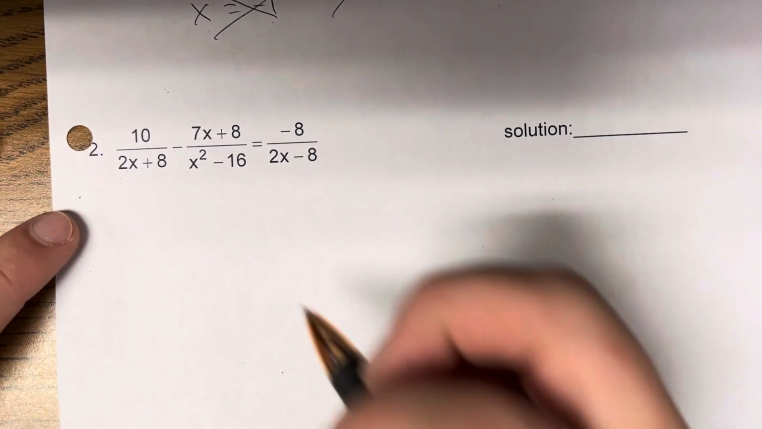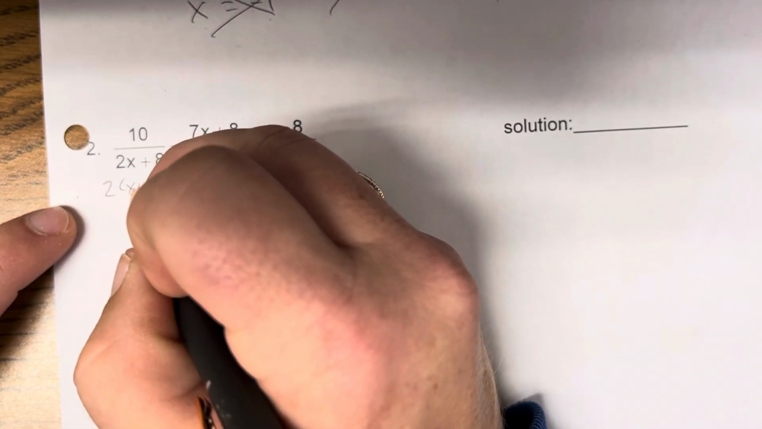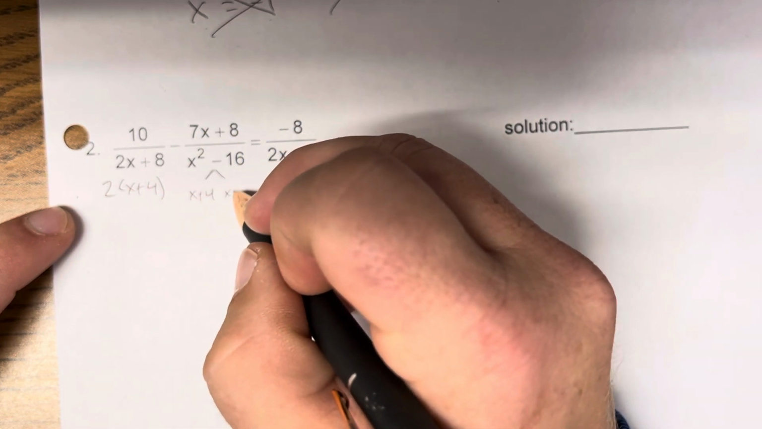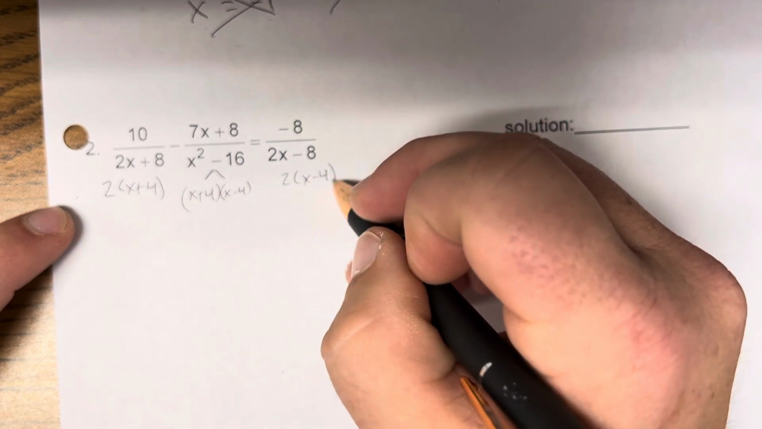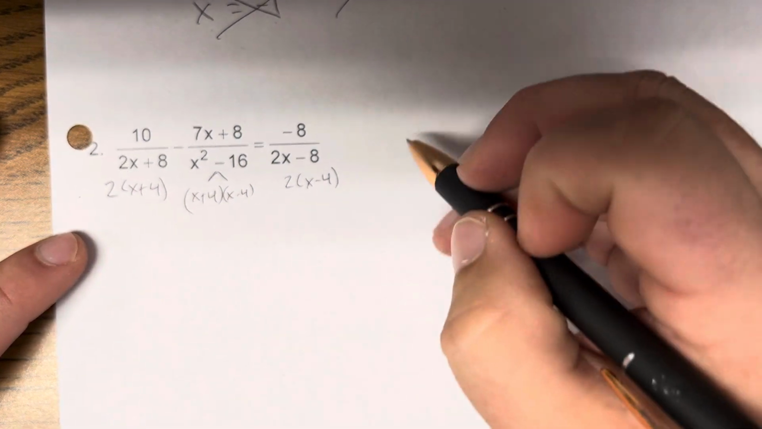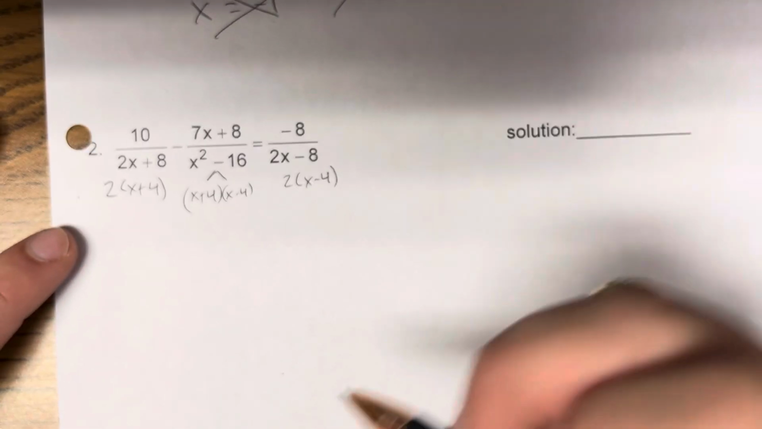Number 2, I'll factor my denominators first to see what my GCF is going to be. So this one's x plus 4, x minus 4. And this one we could take out a 2, x minus 4. So there's actually a couple different ways you could do this one. You could go ahead and just make your LCD be 2, x plus 4, x minus 4. Or another way, I'll do it a little bit simpler on this one.